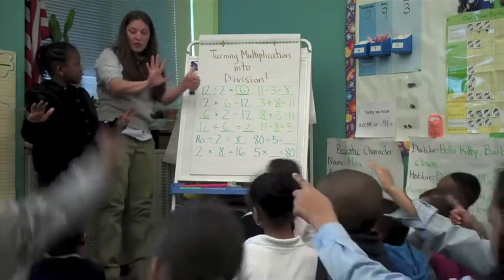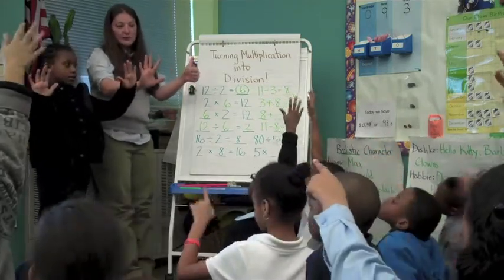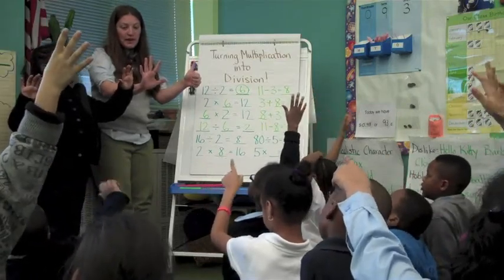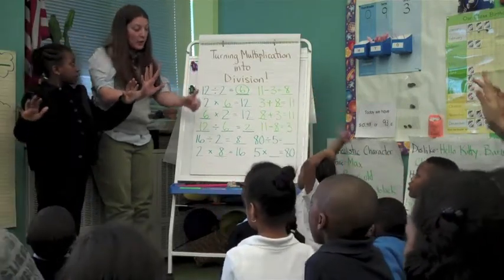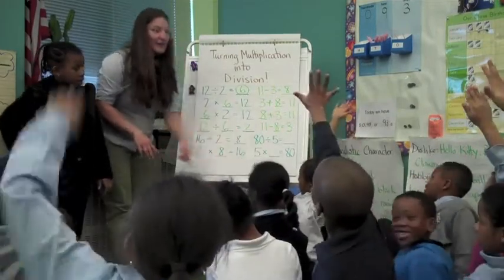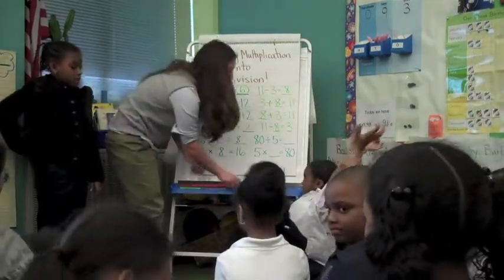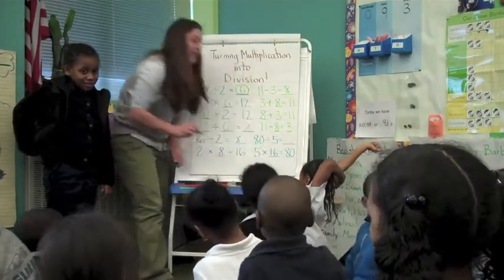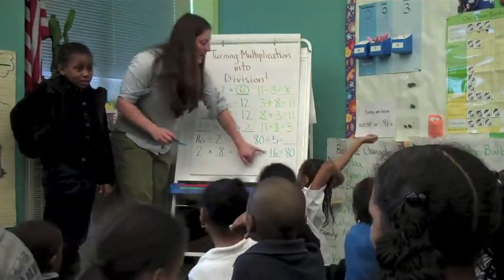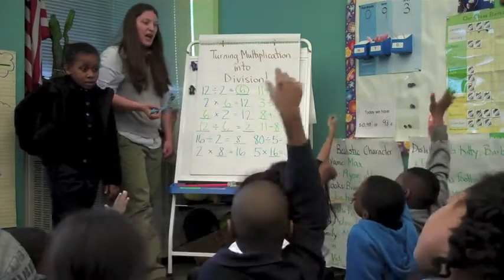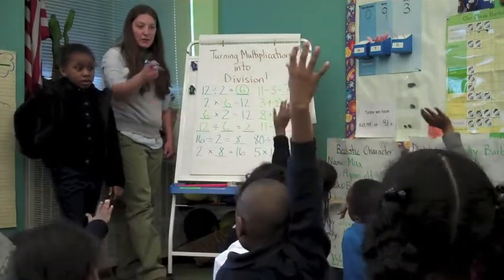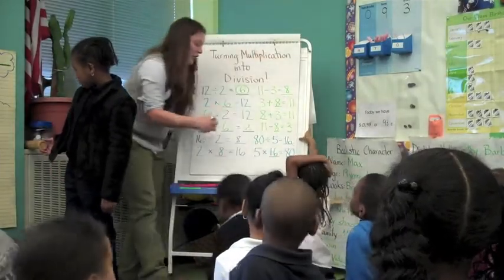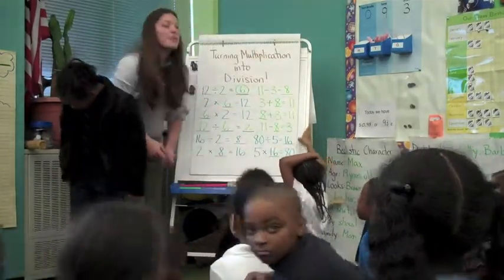How many fingers are we holding up all together? Nyla? 16. So what goes in the blank? We counted by 5s 16 times. So if 5 times 16 equals 80, then 80 divided by 5 equals 16. Right. You're going to head back to your seats and take out your math workbook.